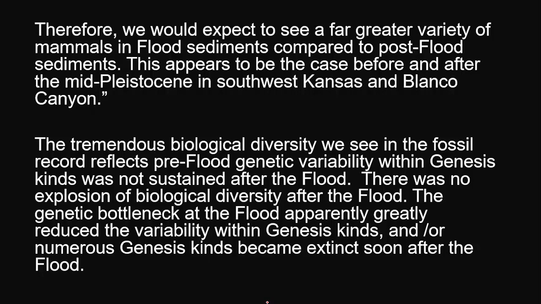"This appears to be the case before and after the mid-Pleistocene in southwest Kansas and Blanco Canyon." That's in the paper that I'm quoting from. He's studying that particular area and looking at the fossils before and after what he thinks is the late Cenozoic flood boundary. "The tremendous biological diversity we see in the fossil record reflects pre-flood genetic variability within genus kinds that was not sustained after the flood. There was no explosion of biological diversity after the flood. The genetic bottleneck at the flood apparently greatly reduced the variability within genus kinds, and/or numerous genus kinds became extinct soon after the flood." And I've talked a lot about the extinction problem in other videos.